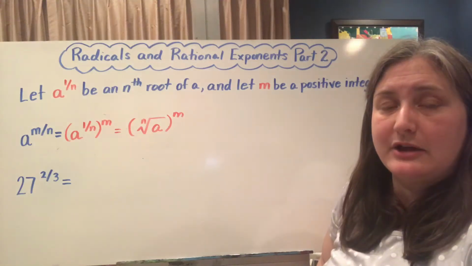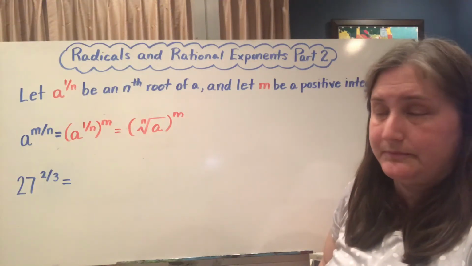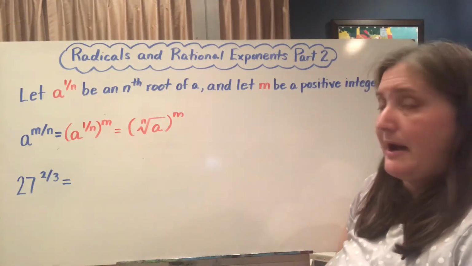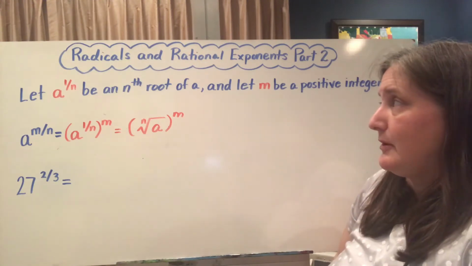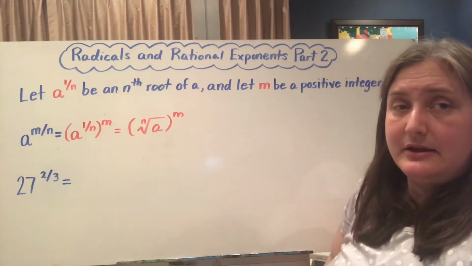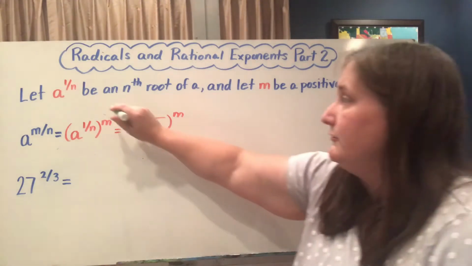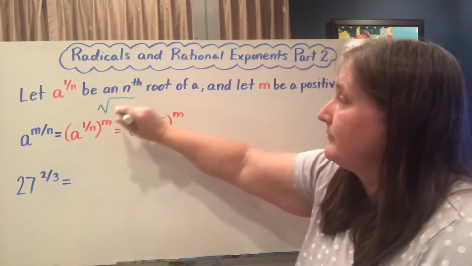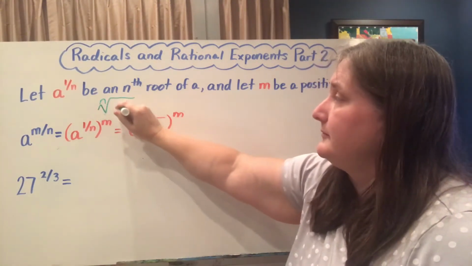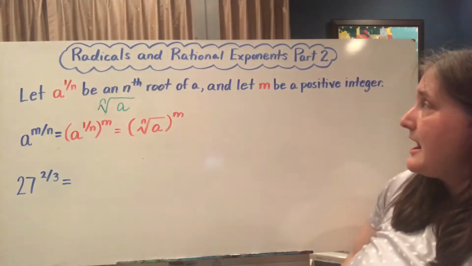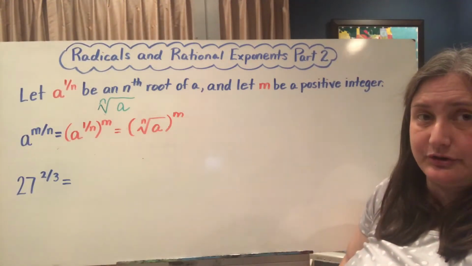This is Radicals and Rational Exponents Part 2. Let's say we have a to the power of 1 over n, and this represents the nth root of a. This can also be written in radical form like this. And m is going to be a positive integer.